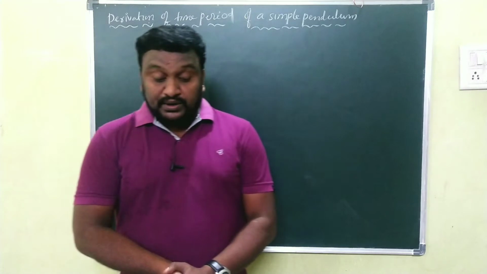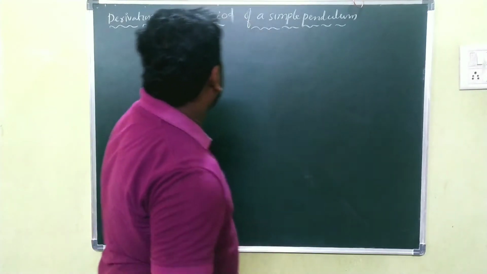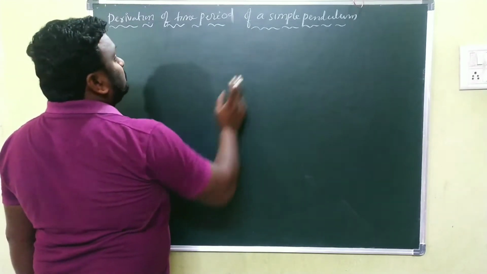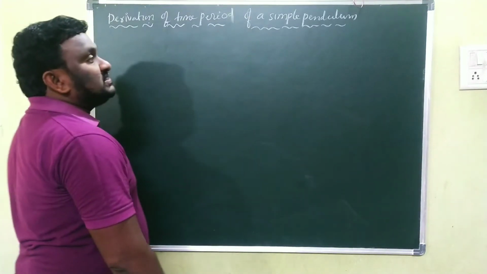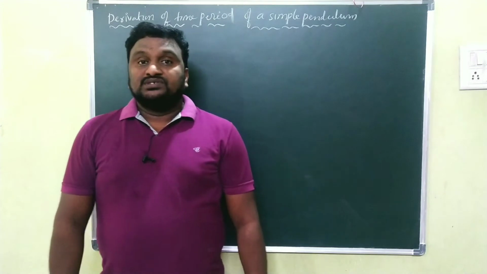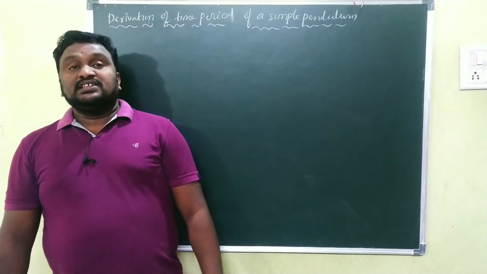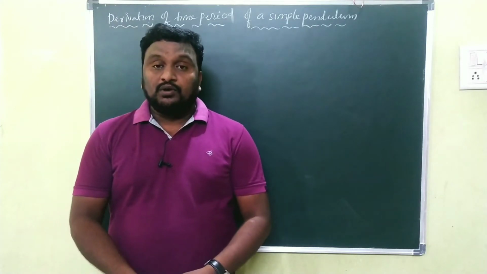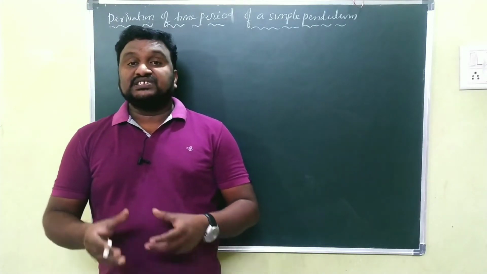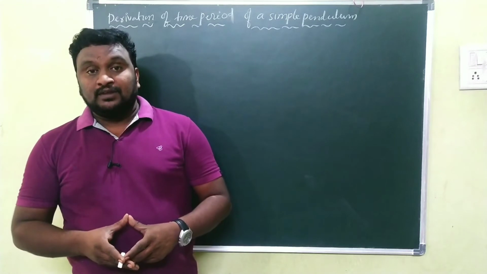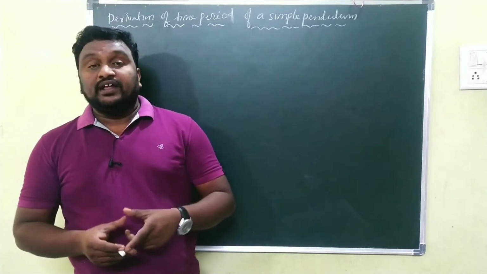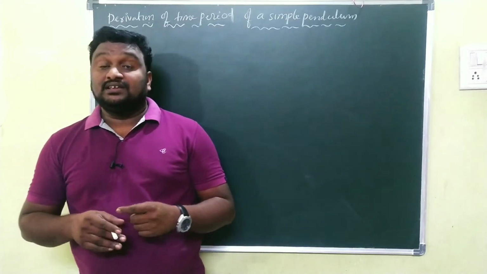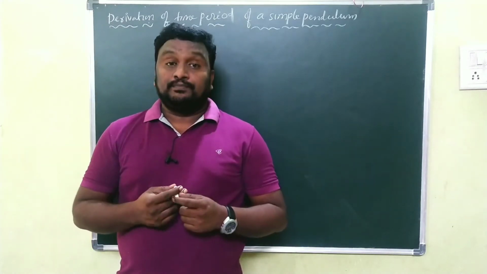Children, today's topic is derivation of the time period of a simple pendulum. The oscillations made by the simple pendulum are nothing but simple harmonic motion. Now we have to prove that the oscillations made by the simple pendulum are harmonic, derive the expression for the time period of a simple pendulum, and define the seconds pendulum.